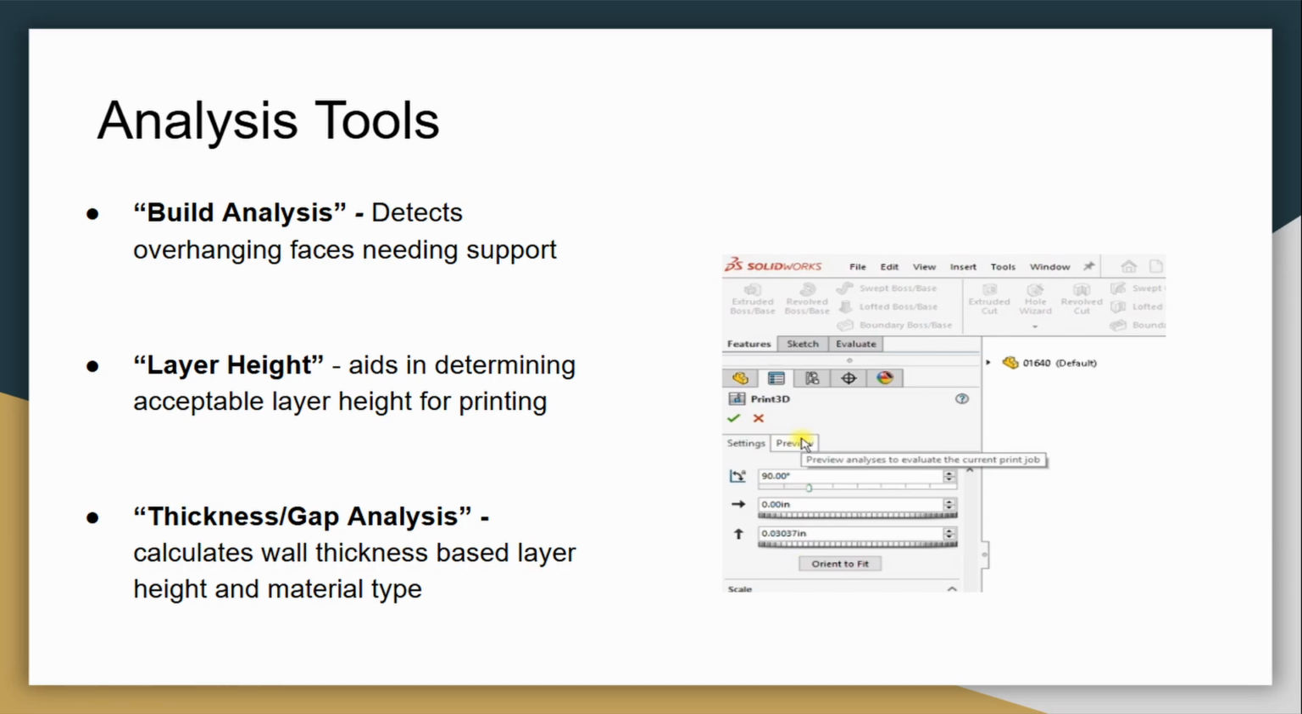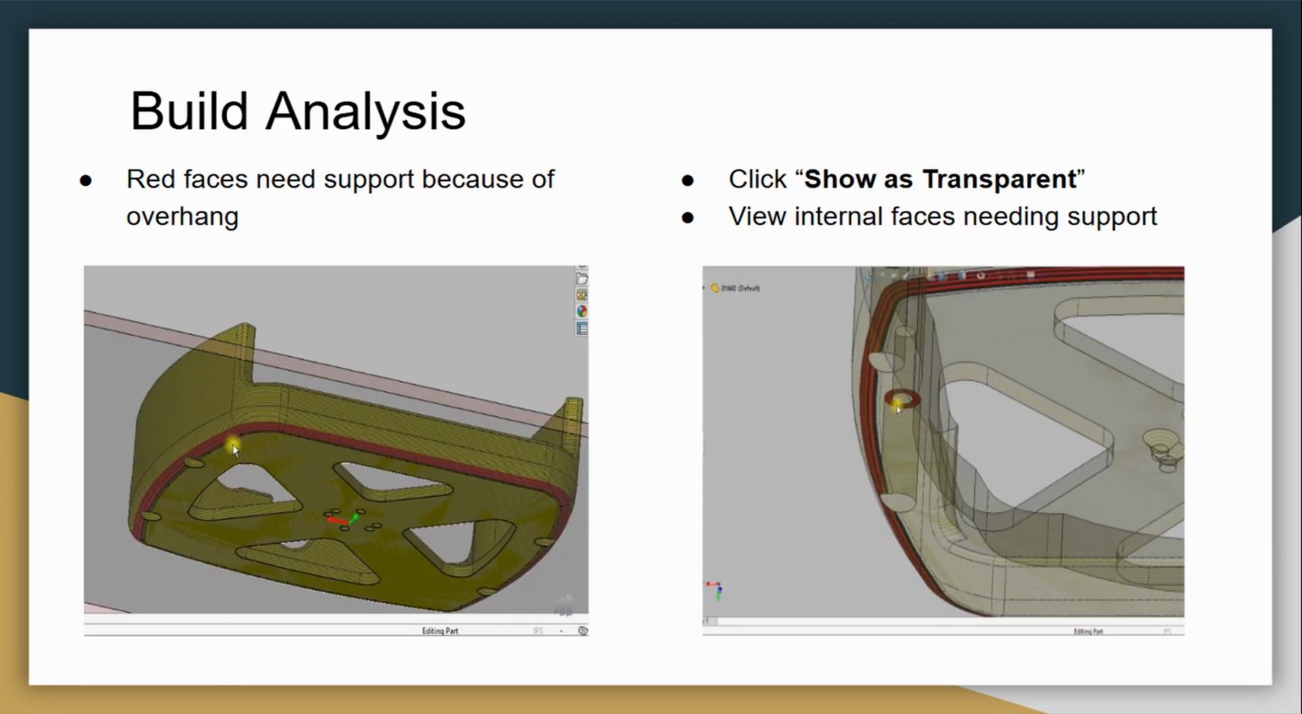type of material selected. In Build Analysis, the faces needing support will look red on the image preview because of overhang. Check the Show as Transparent option box to see the internal faces that need support.